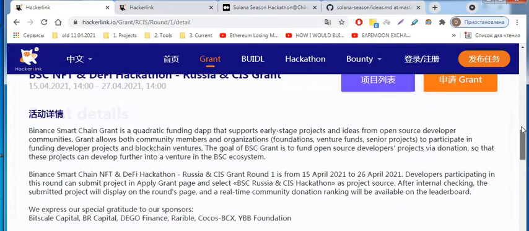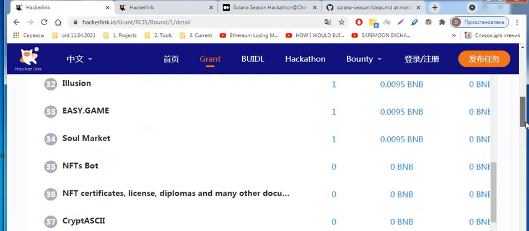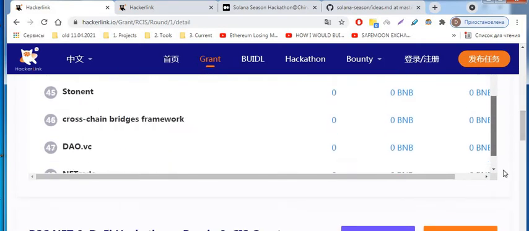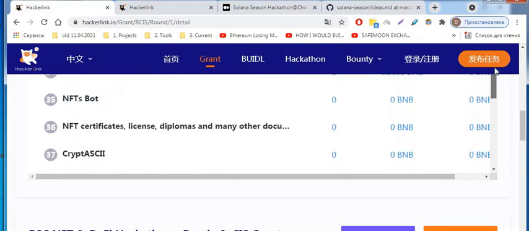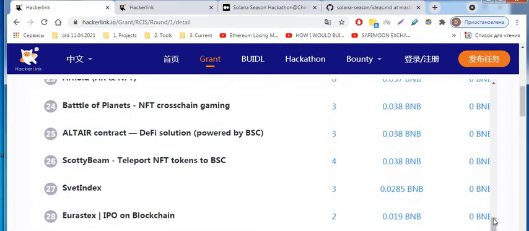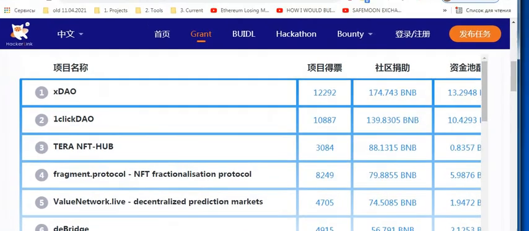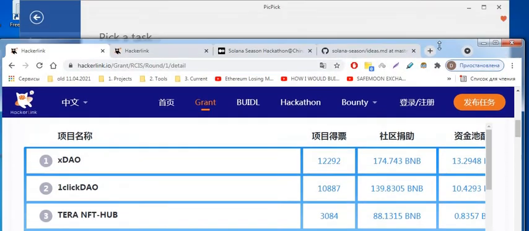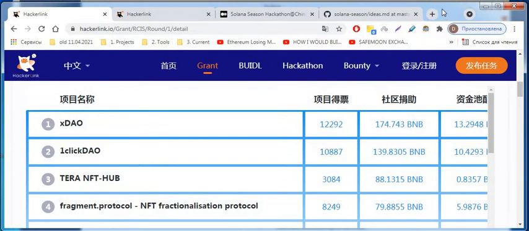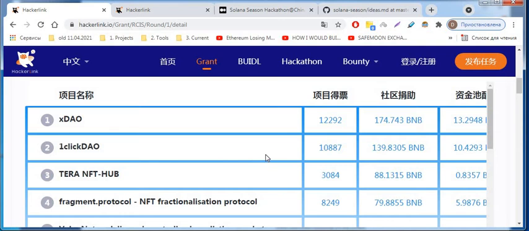So here you're going to see a number of projects. Let's use this scroll. It's approximately 49 projects. Okay, cool. So what this means is that people here at the top made a lot of money in donations. The community provided 174 BNB, which was matched with 13 BNB, and so on. So in this quadratic funding run, there was no jury. Only the crowd was voting.